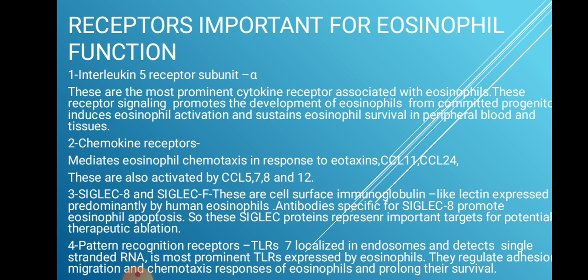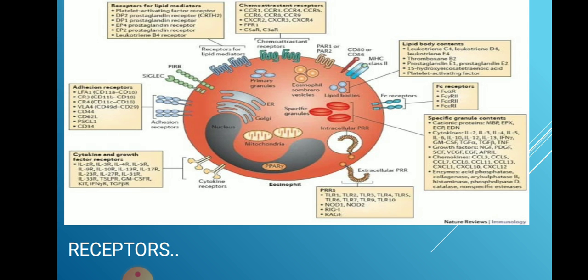Pattern recognition receptors. These are toll-like receptors localized in endosomes that detect single stranded RNA, and are the most prominent toll-like receptors expressed by eosinophils. This is the image showing various types of receptors present on the cells of eosinophils.